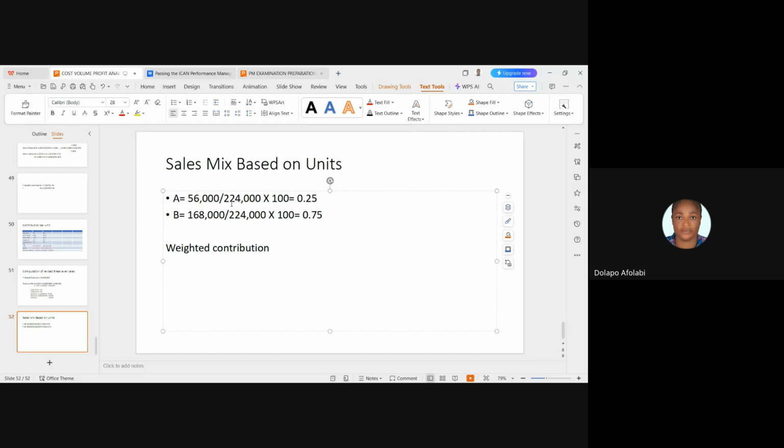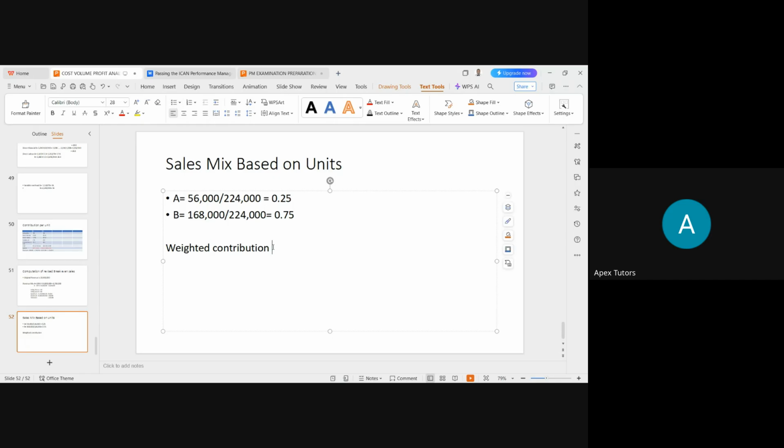Sir, if you are multiplying it by 100, it should be 25%, not 0.25 and 0.75. Yes, okay. If you multiply it by 100, it should be 25%, but if you don't multiply it by 100, it should be 0.25. Let me leave it as 0.25.